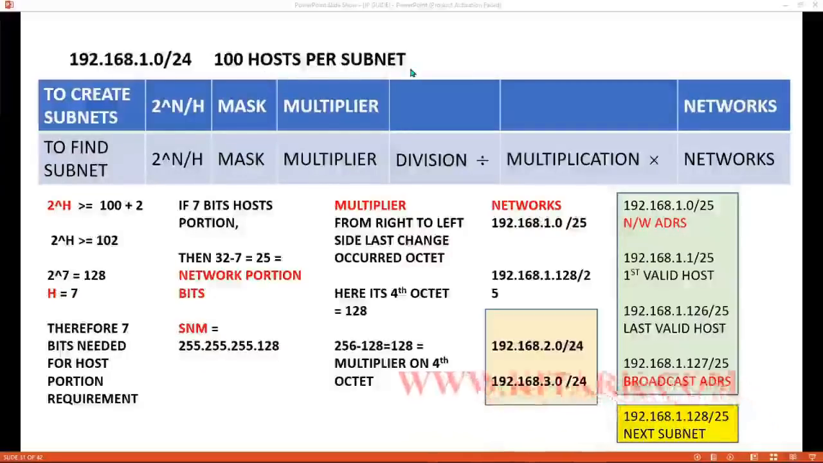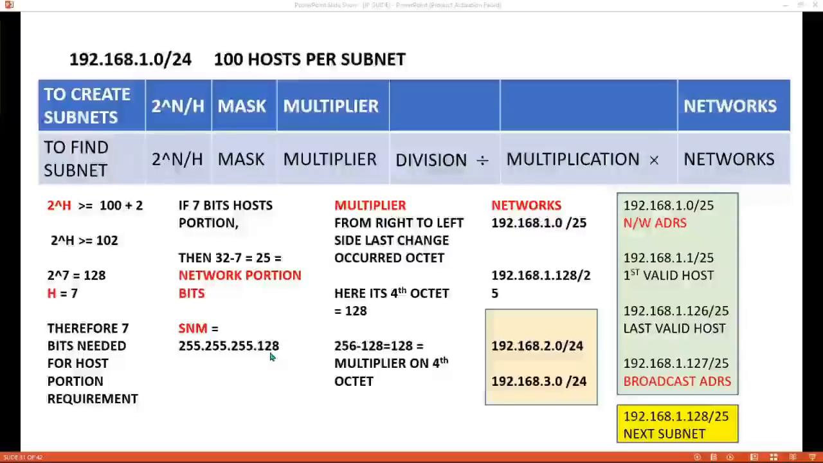So here 2 to the power h greater than or equal to 102. So 100 plus 2 is 102. h equals 7, so the host bits are 7. Again the same calculation: 32 minus 7 is 25 bits going to the network portion, and you write the subnet mask as 255.255.255.128. Why? If it is 24, you write 255.255.255, and 25 means one more bit on the 4th octet. If one bit is borrowed, you need to write 128.